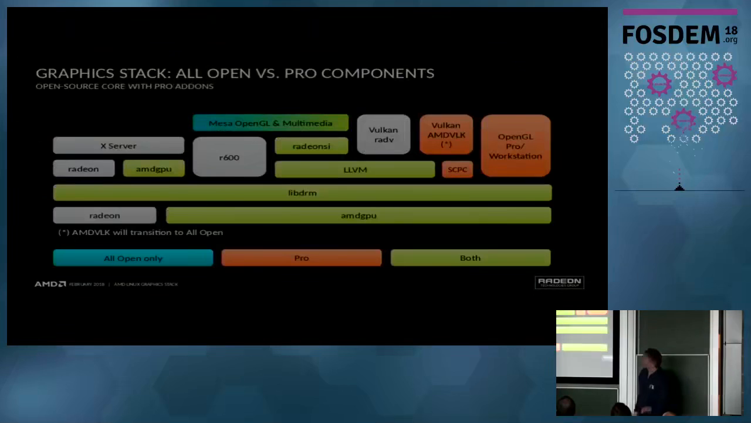And just to remind you of this picture that we had in the beginning, looking at it from the perspective of what's in the all-open core and what's in the pro add-on. The all-open core consists of everything that's in green. And all the stuff that's in green will also be present if you're using the pro add-on. Specifically, the Pro add-on contains the workstation OpenGL driver, but multimedia will still use the Mesa code. Currently, it contains this Vulkan driver because of the compiler part, which is closed source, but of course the plan is to transition that to the fully open source LLVM basis.